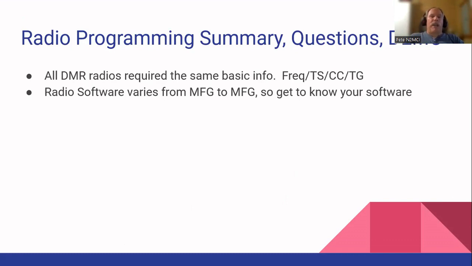All DMR radios require the same thing. You have to know the frequency, you have to know the time slot, you have to know the color code, and you have to have a talk group.